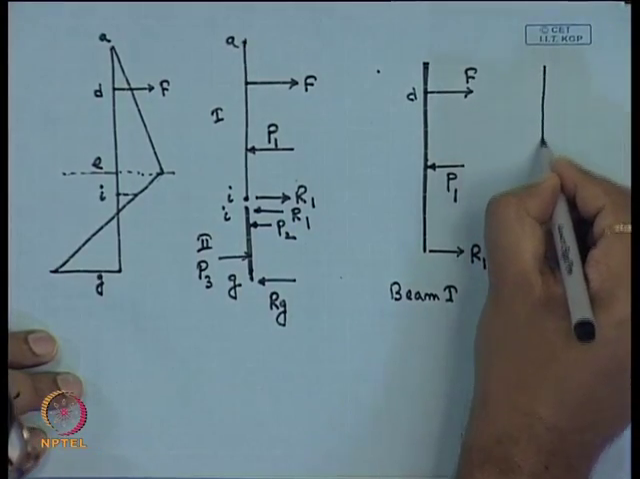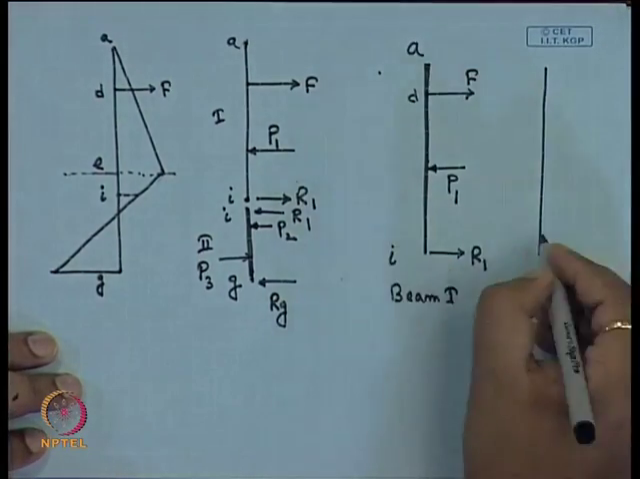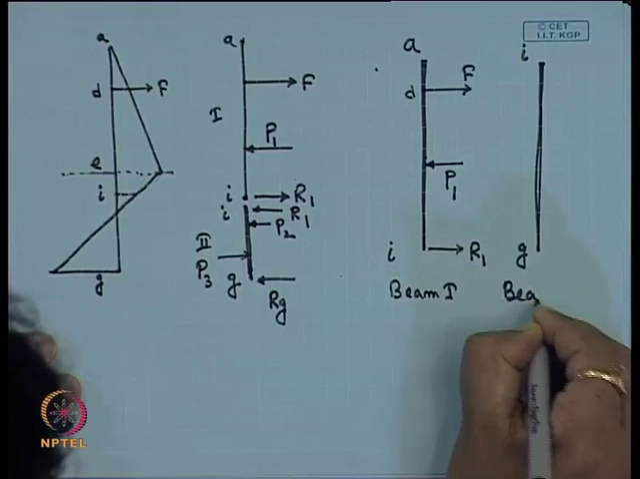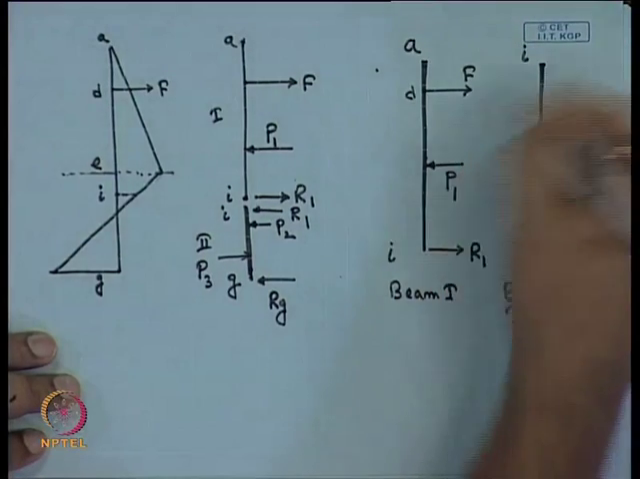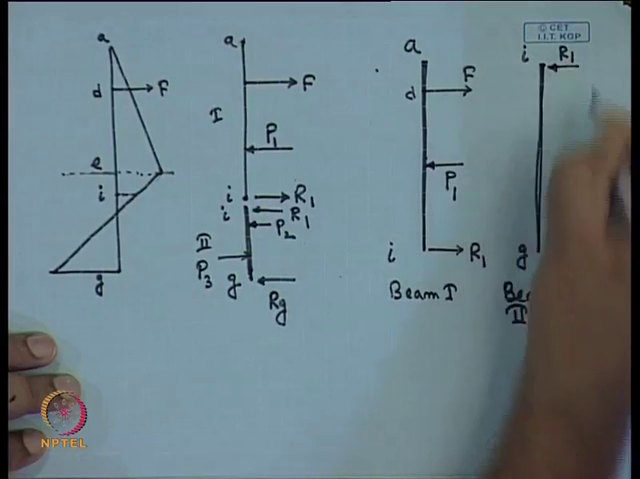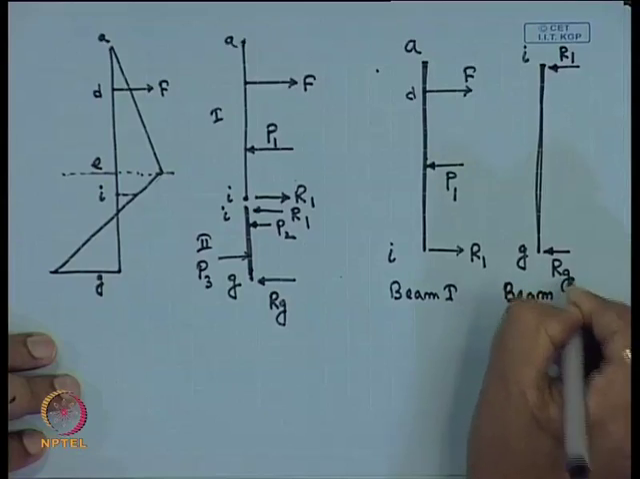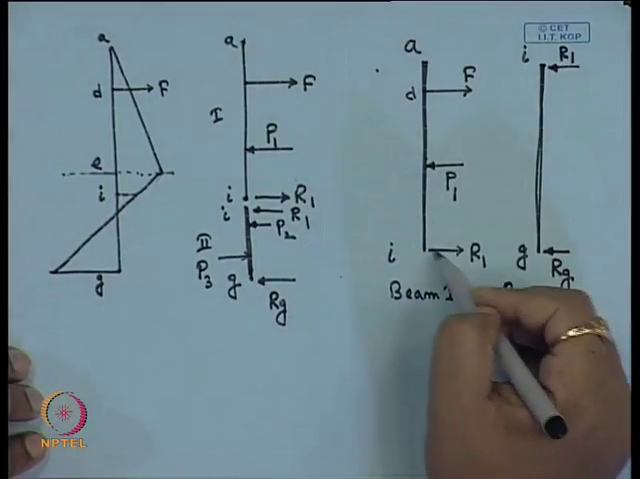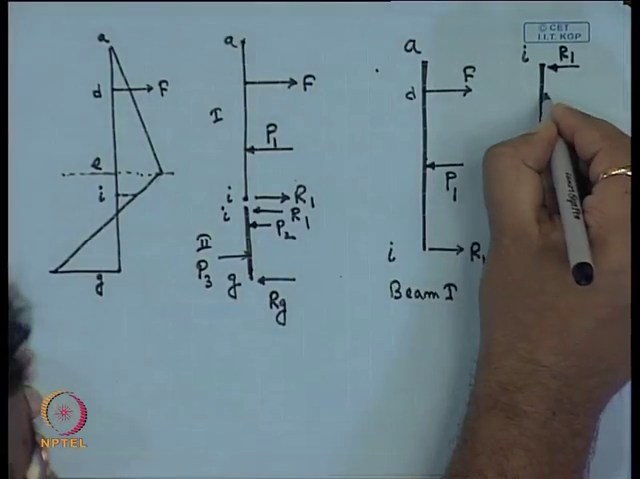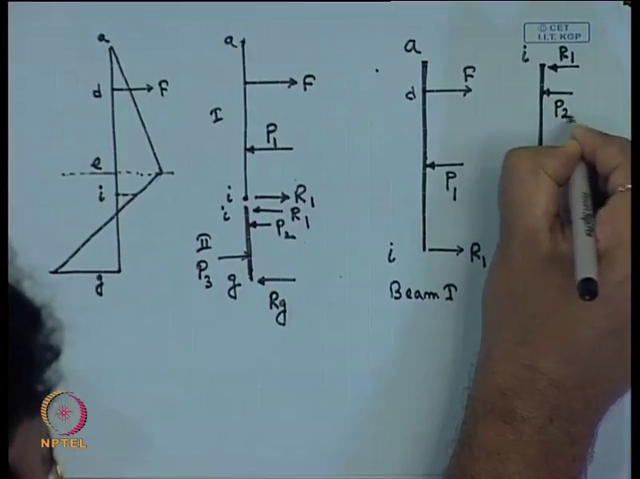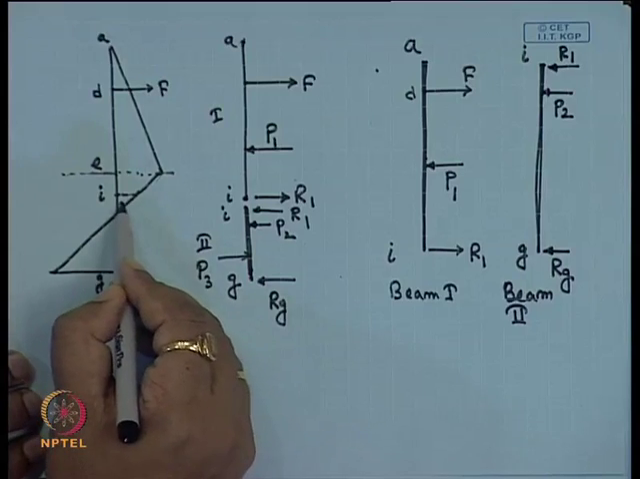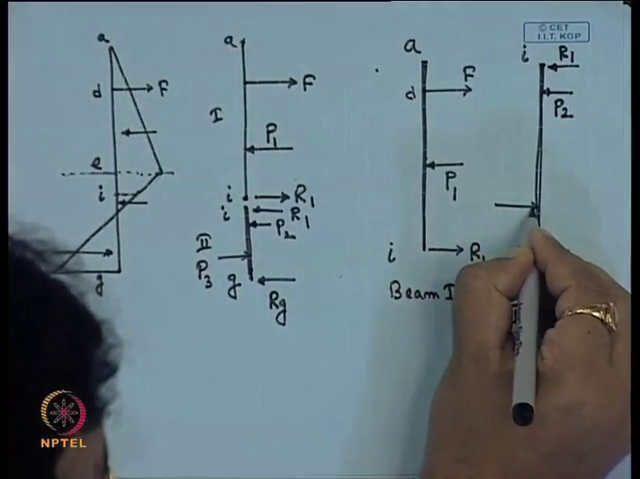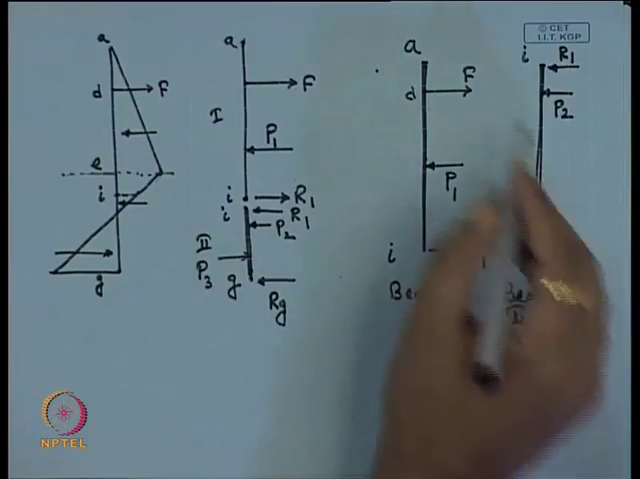Now, for beam 2, this is I to G. What are the forces that will act? This reaction R1 will also act here. One reaction RG also acts, because we are taking some segment, not the total beam. So, this is R1, because this is beam 1, beam 2. Then additional force P2 will act. This P2 is due to the small triangular force acting on this side, and this is also acting on the opposite side. So, another force P3 will act here. So, these are the forces that will act.